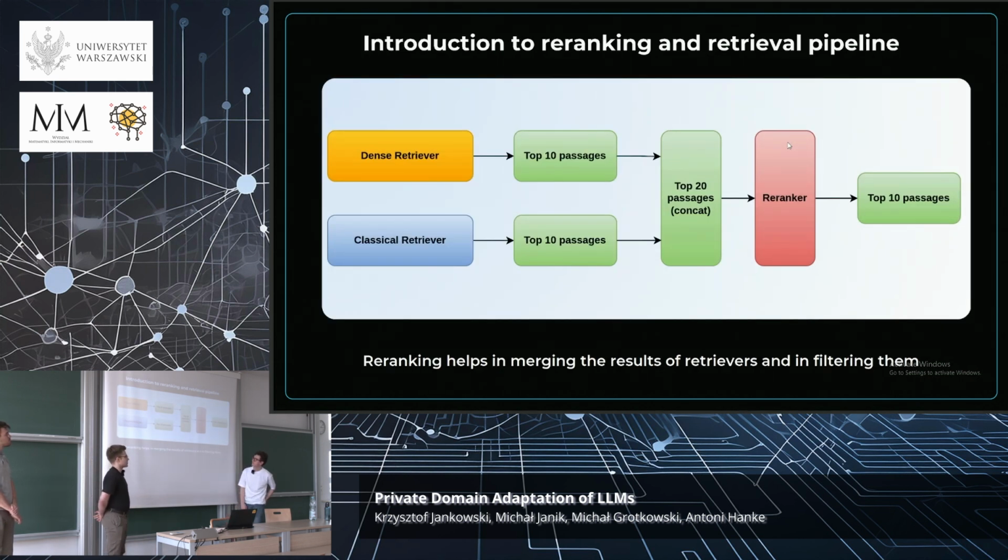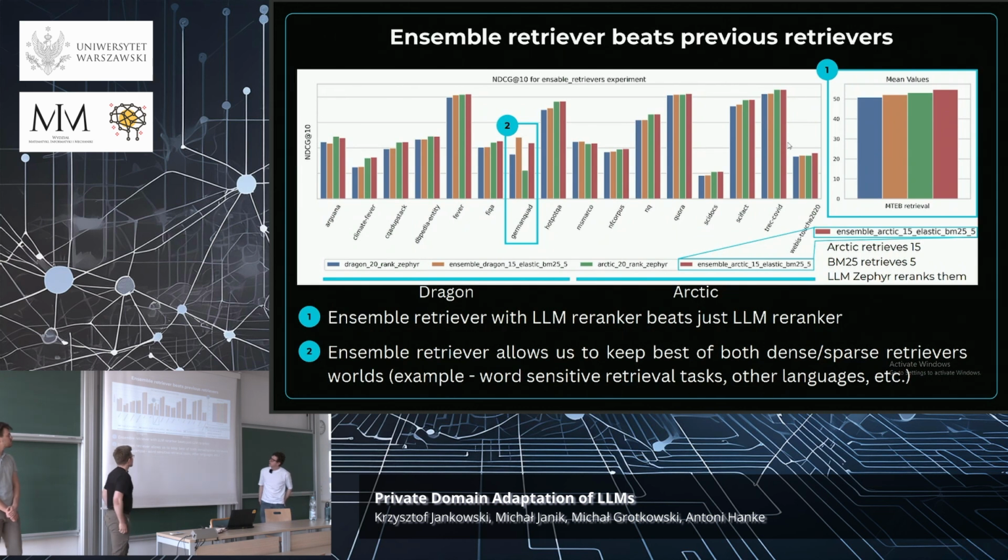Okay, so we talked about how we can use the re-ranker to improve the results of a single retriever, but we also can use it as a way to combine the results of many different retrievers. In the next experiments, we combined the results from the dense retriever with the results from the classical retriever. On this chart we look at two of those dense retrievers, Dragon and Arctic, and we compare using just the single dense retriever against using it alongside the sparse BM25 retriever, and then using the re-ranker to combine the results.